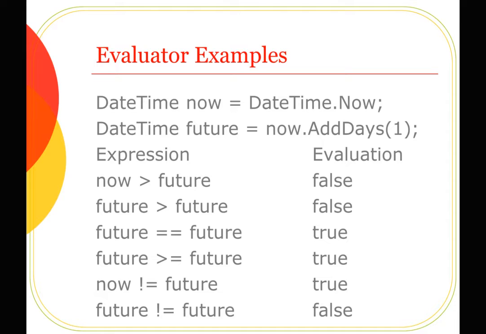So is now greater than the future? No, that's false. Is the future greater than the future? No, they're equal. Is the future equal to the future? Yes, that's true. Is the future greater than or equal to the future? Yes, because it's greater than or equal. So the key word here is equal. How about is now not equal to the future? That is correct. Right now is not equal to the future. How about the future is not equal to the future? No, they're the same date time. So that's false.